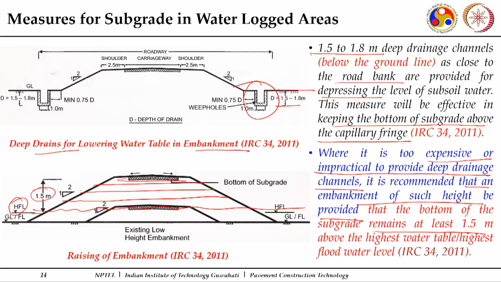So, this is another very important measure to consider, so that you keep your subgrade well protected from the water, so that it is at least 1 to 1.5 meter above your high flood water level. At least not 1, it should be 1.5 meter above your high flood water level. And the subgrade which you construct should be at least 50 centimeter thick.